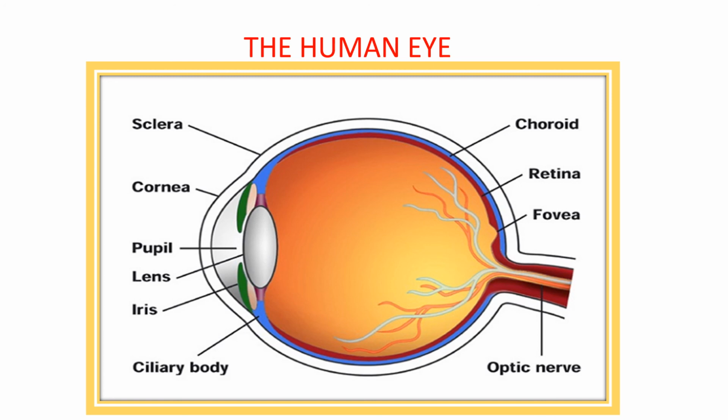At the junction of the optic nerve and the retina, there are no sensory cells, so no vision is possible at that spot. This is called the blind spot of the eye.